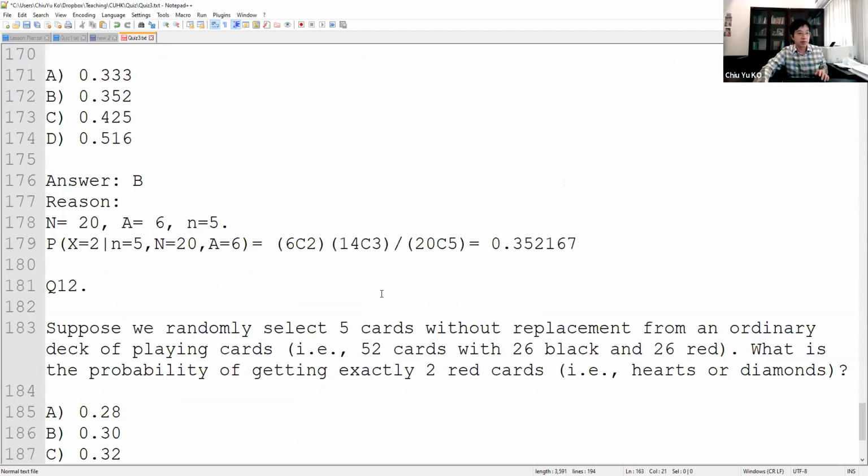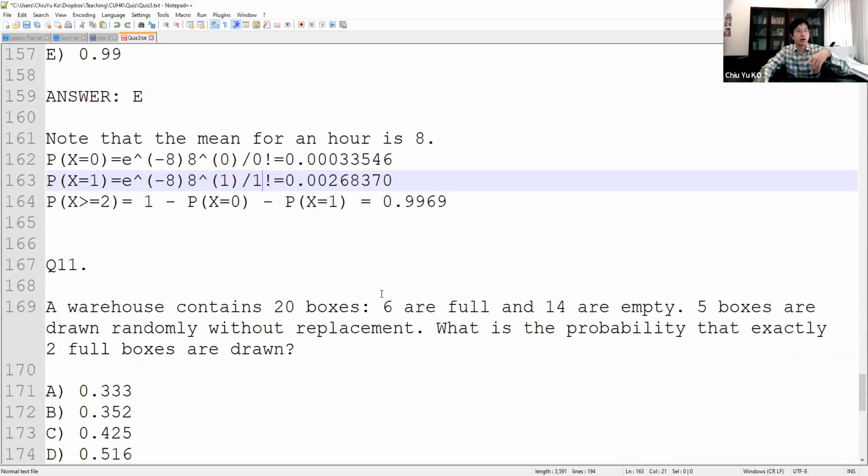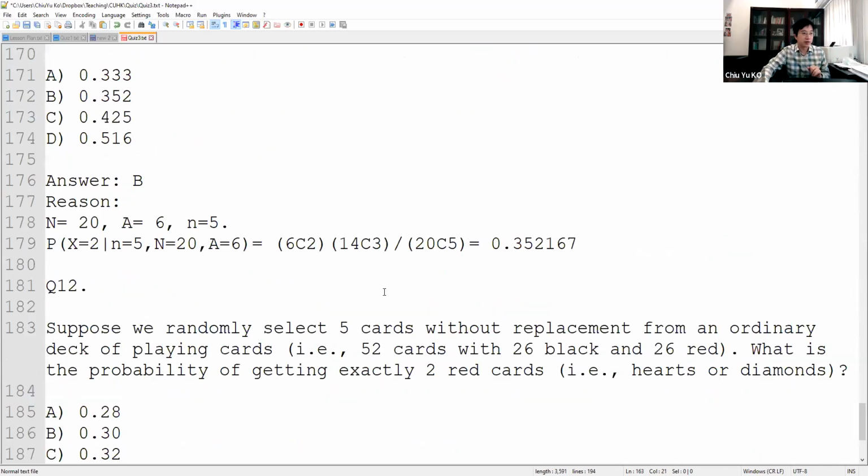Thanks for reminding me, but I think the answer is correct and I wrote the screens correctly. Yeah, but thanks for letting me know.